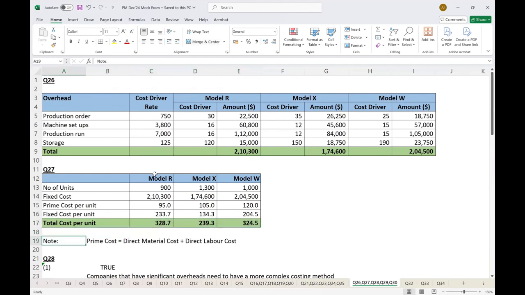And note, prime cost means direct material cost and direct labor cost. So all the direct costs are classified and known as prime cost.